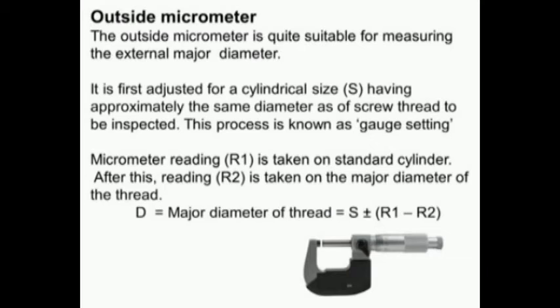So the reading is taken with the standard or setting cylinder, and that gives R1. Then the standard cylinder is removed, and the required screw thread is placed in between the anvils, and the reading is taken. By using this formula, we can measure the major diameter of the thread. So the major diameter of the thread is d equal to s plus or minus d1 minus d2.